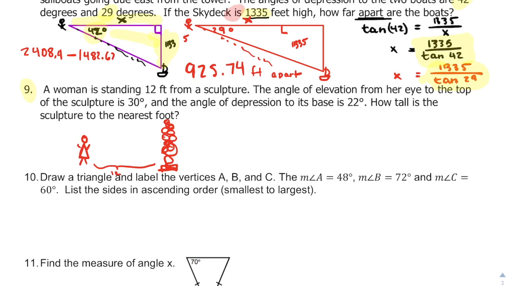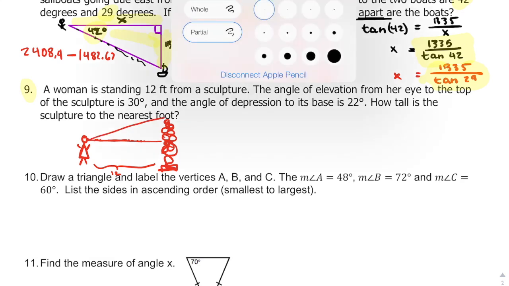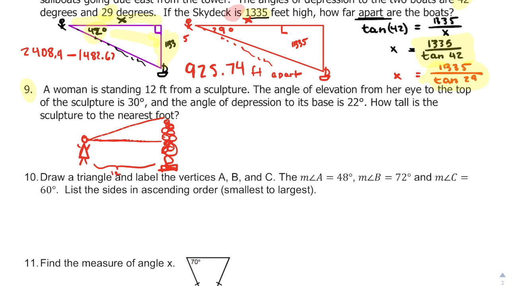It's a sculpture. It says the angle of elevation, so elevation is looking up from her eye. So this is her line of sight. This is not her line of sight, but this is the horizon that matters. When she looks up from her eye to the top of the sculpture, the angle of elevation is 30 degrees.